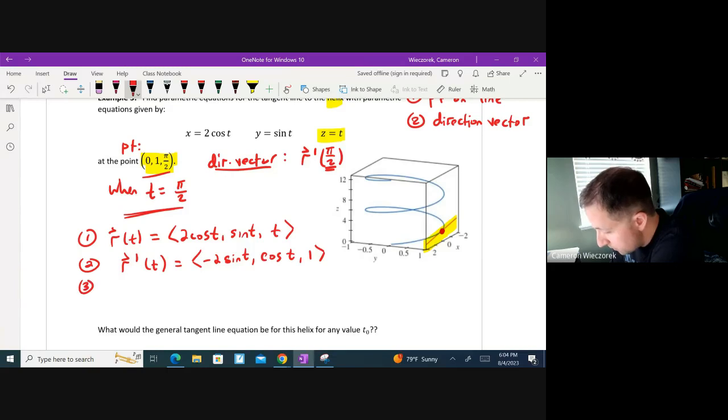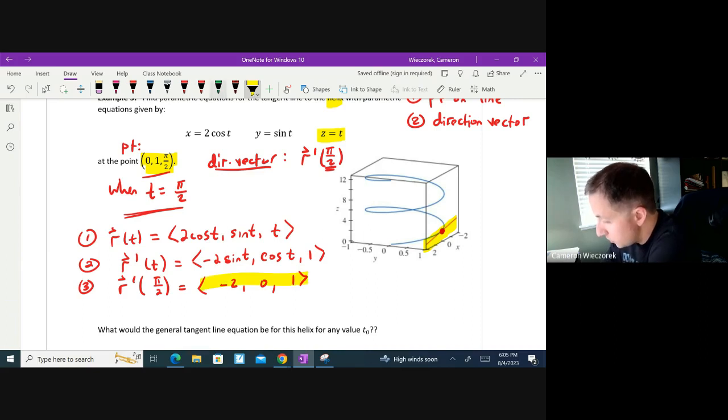So step 3, I'm going to plug in pi over 2. So I end up getting negative 2 times the sine of pi over 2. Negative 2 times 1 would be negative 2. Cosine of pi over 2 would be 0. And the third component is a constant 1. Okay. This, negative 2, 0, 1, that's my tangent vector. That's going to be describing the direction of that tangent line.